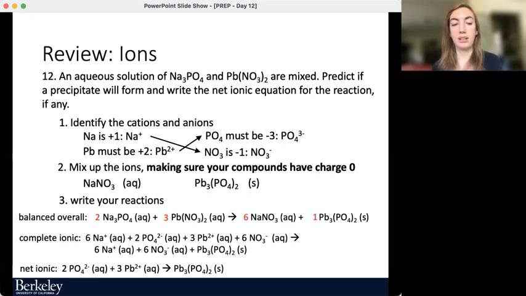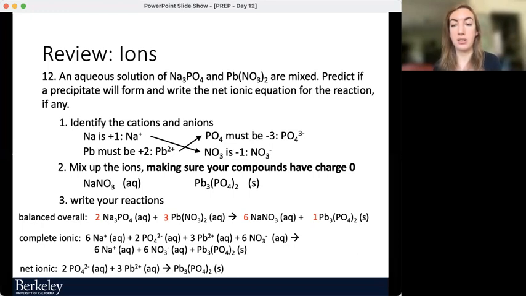So the complete ionic and net ionic equations are what we were focusing on yesterday. The thing that's going to be most relevant today is just keeping in mind what ions exist and what their charge is. When we're making new combinations of ions, we need to make sure that what we end up with is charge neutral. It has a charge of 0.